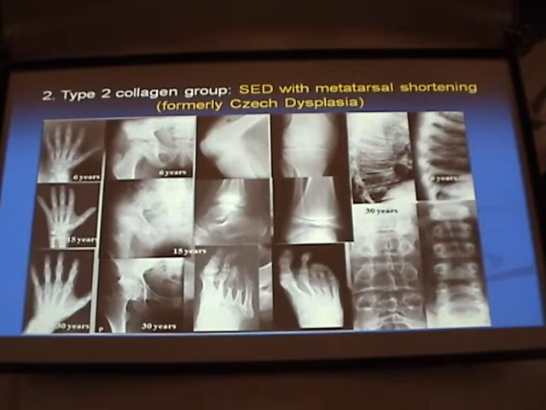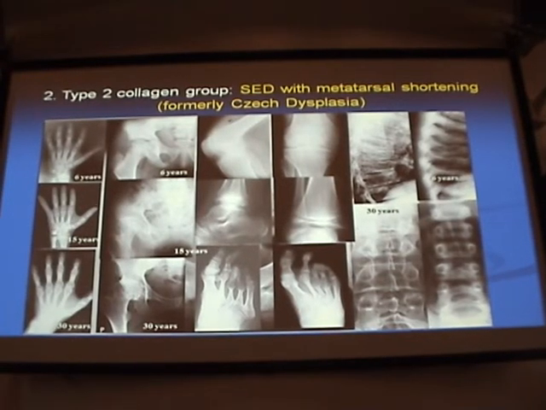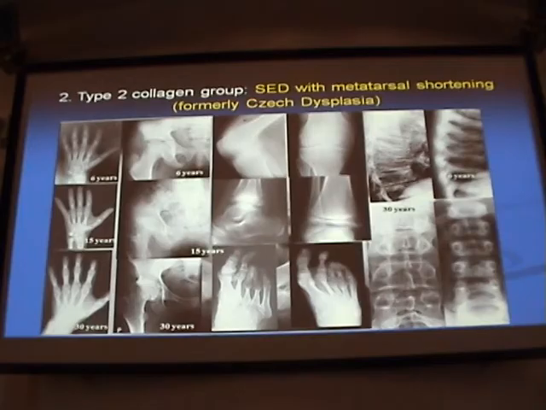This dysplasia belongs to so-called spondyloepiphyseal dysplasias. It means that there are changes of epiphysis in children. In adults, there is osteoarthritis and spondyloarthritis. At a very young age, after the finish of growth, degenerative changes of big joints and spine are present and cause difficulties to patients.